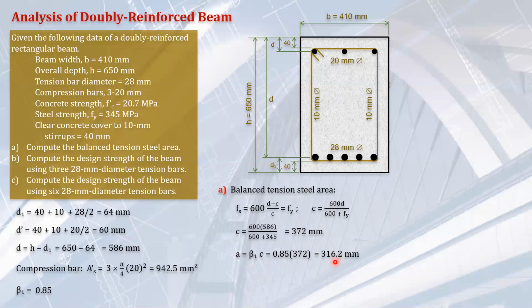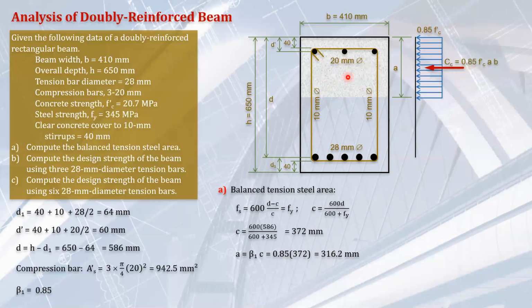So paano natin kunin yung AS? Pwede kang gumamit ng formula, no? Meron ka ng A, magamit mo yung formula to get the value of omega, rho, but mahaba yan. Ito na lang. Okay, ito yung ating cross section. Ito yung ating depth ng compression block A. And then ito naman yung stresses. So the stress in concrete is 0.85 FC prime. So the total force in concrete is 0.85 FC prime times yung area nito, AB.